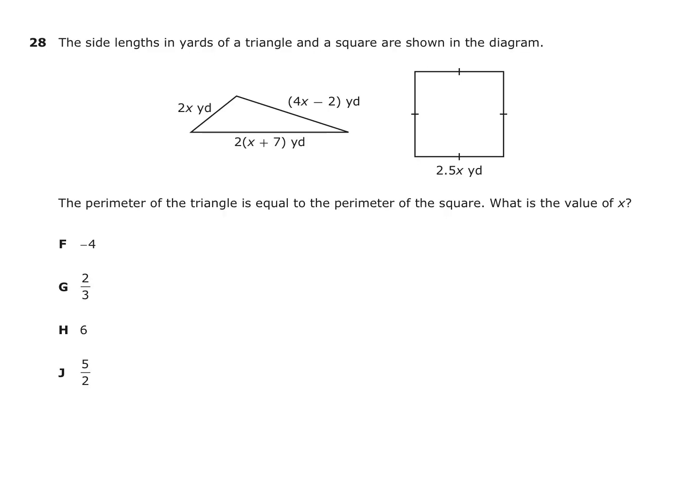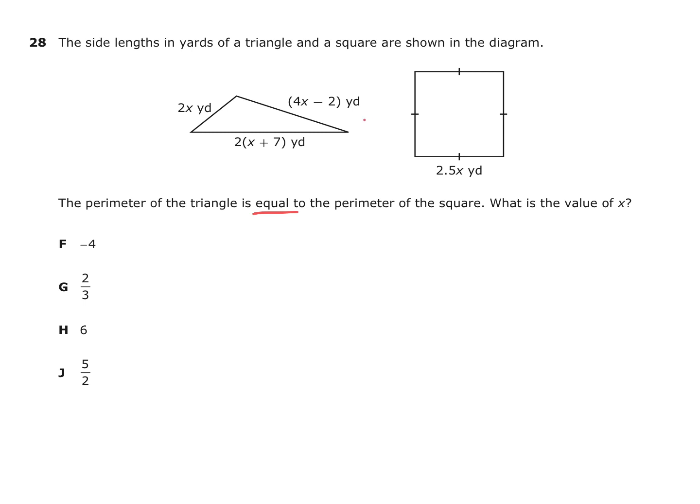Number 28 will be the last one in part 2, so we'll take a pause after this one. The side lengths in yards of a triangle and a square are shown in the diagram. The perimeter of the triangle is equal to the perimeter of the square. What is the value of x?